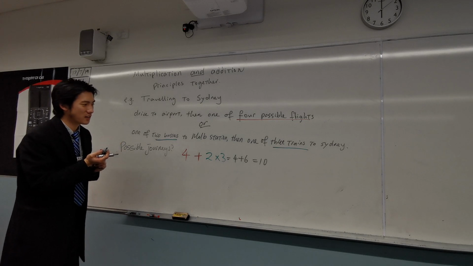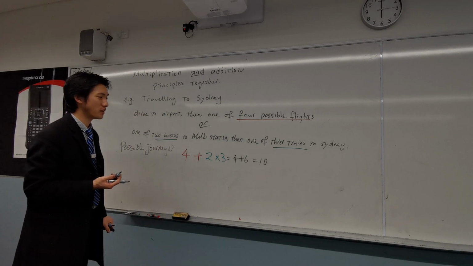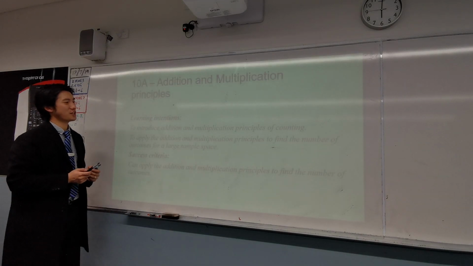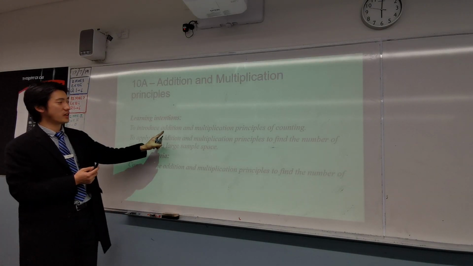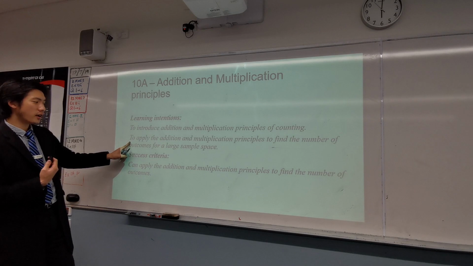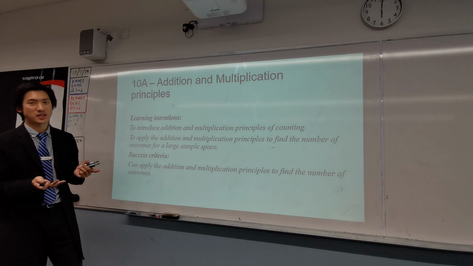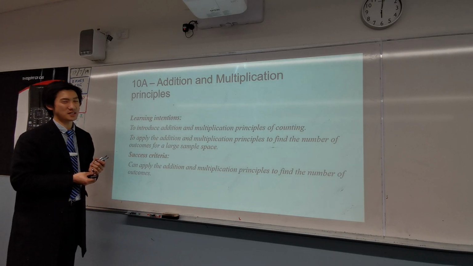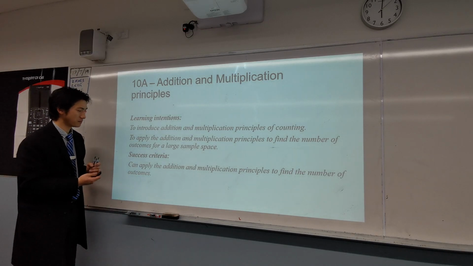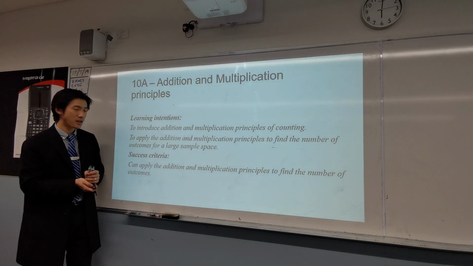Now I'll wrap this up by saying, look how quickly we were able to get our total number of journeys. That's the power of counting methods. You're able to get the total number right in one step. Let's wrap up our first exercise. We've introduced the addition and multiplication principles of counting. And we applied the addition and multiplication principles to find the number of outcomes for a large sample space. Well, 10 journeys isn't that much, but as you work through the exercises, you'll be applying it to bigger and bigger numbers. Success criteria: I can apply the addition and multiplication principles to find the number of outcomes.